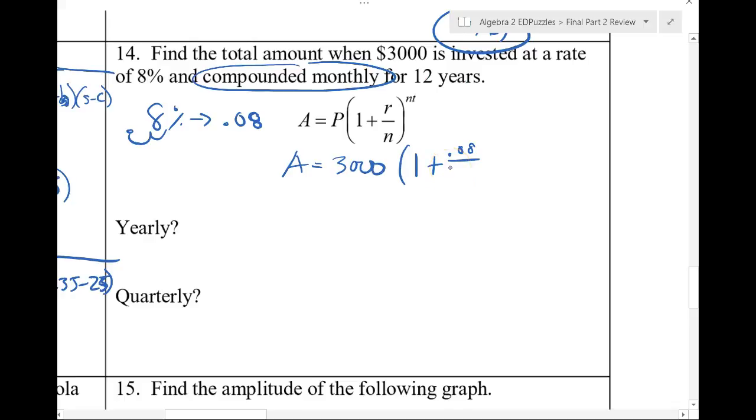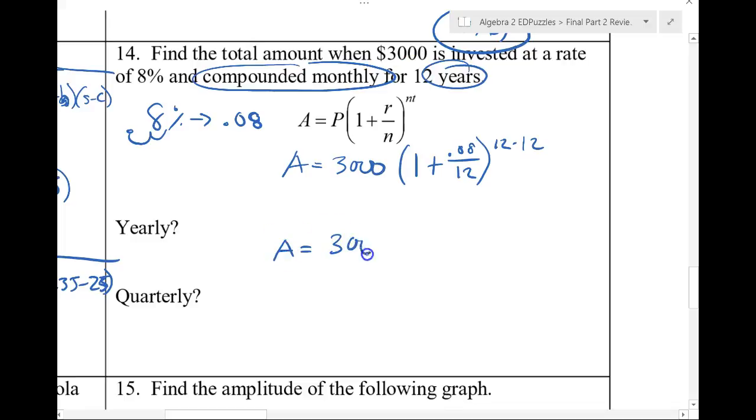For monthly, a year is broken up into 12 months, so we put a 12 here. And then we also put that same n value here at the top, 12, for the exponent, times the time, which is 12 years. And that will tell us what it is if it's compounded monthly for 12 years. Now, what would it be if it was yearly?